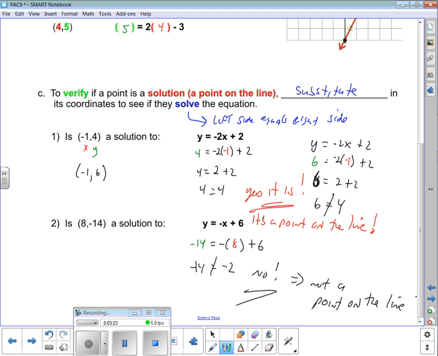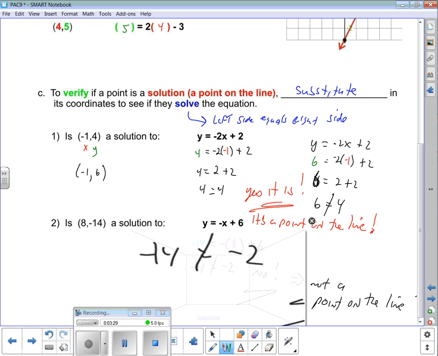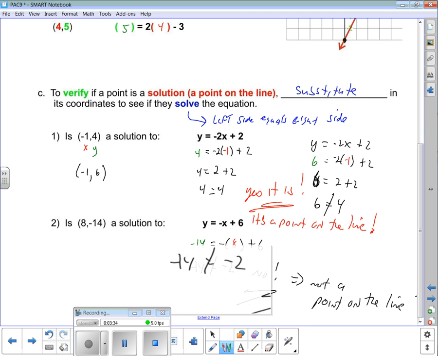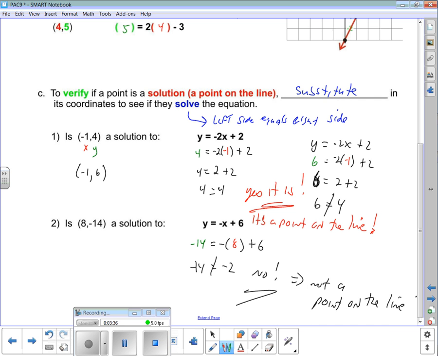In the second example, we graphed it. We substituted in, and we did not get a left side equaling a right side. Therefore, the point was not a solution. It was not a point on the line.